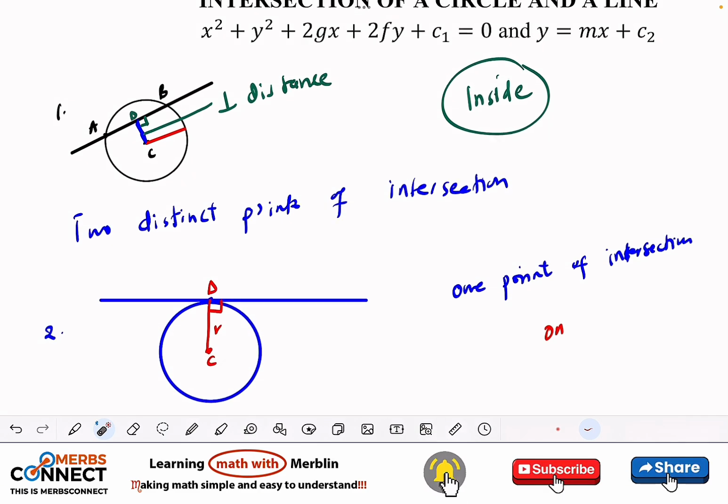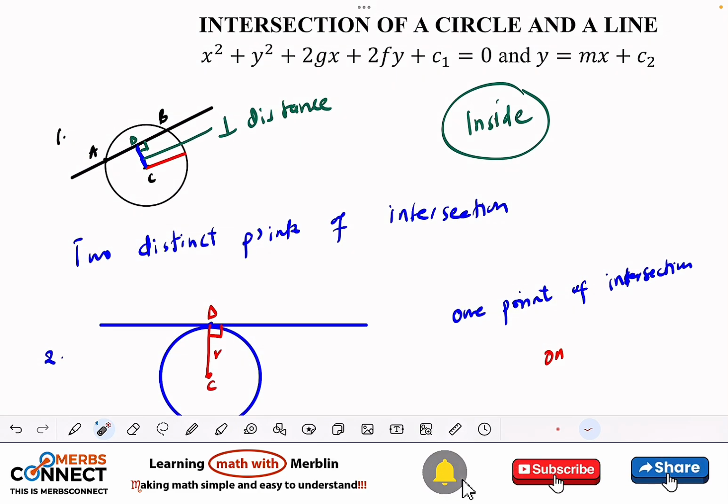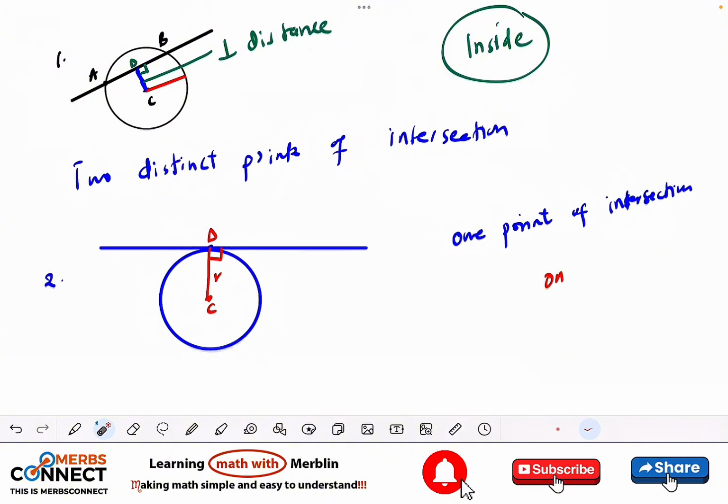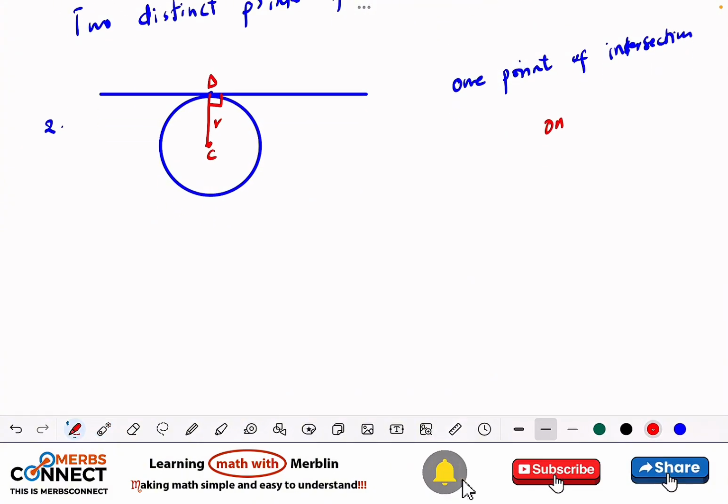But basically what we need to know is if we want to solve a circle and then a line, then if we have something like this, we are going to have 2 points, A and B. But this one is going to give us just 1 point, which is D right here, right? And then the last one will be, who can guess? You had it right. No point of intersection, right?